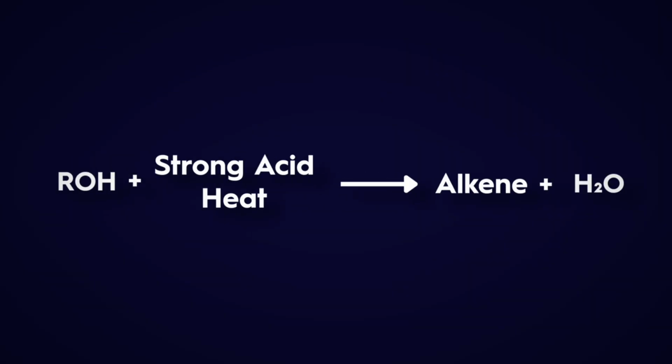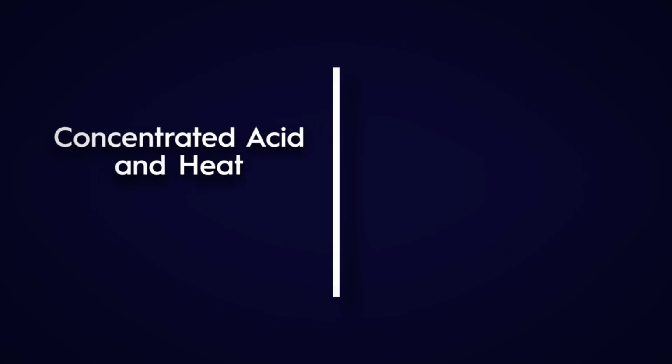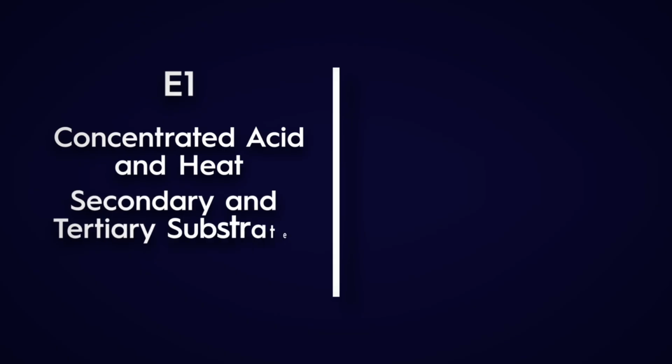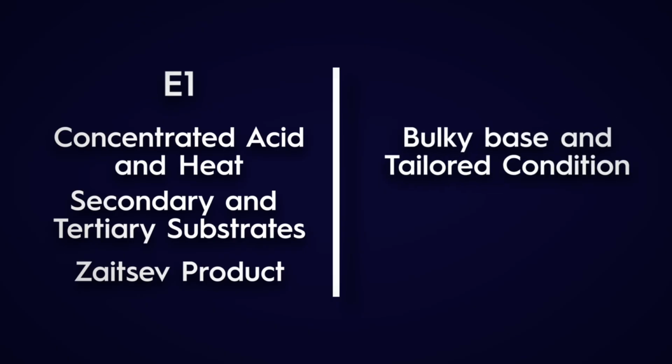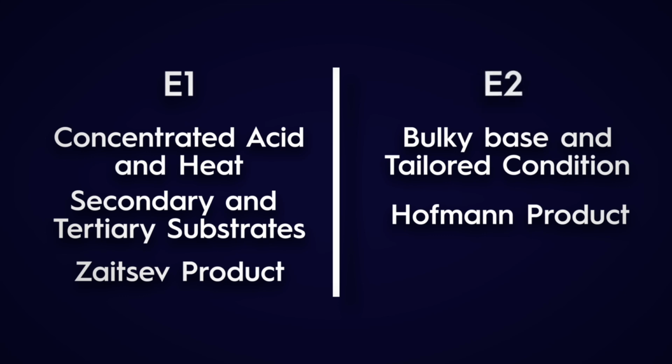When you're done, we'll jump straight into dehydration. Dehydration removes water to form an alkene. With concentrated sulfuric acid and heat, many alcohols undergo elimination, often E1 for secondary and tertiary substrates, giving the Zaitsev product, the more substituted alkene. With a bulky base or tailored conditions, the Hofmann product, the less substituted alkene, can dominate. E2 occurs when a base removes a beta hydrogen as the leaving group departs in one concerted step.